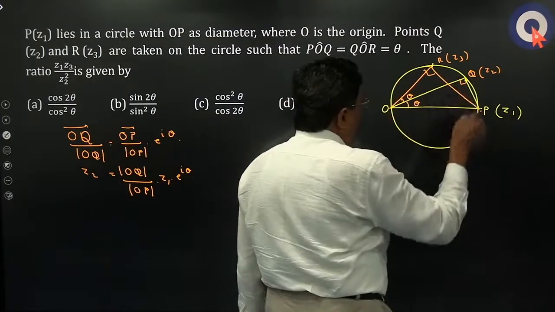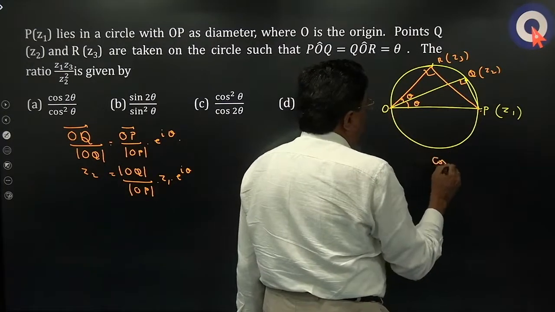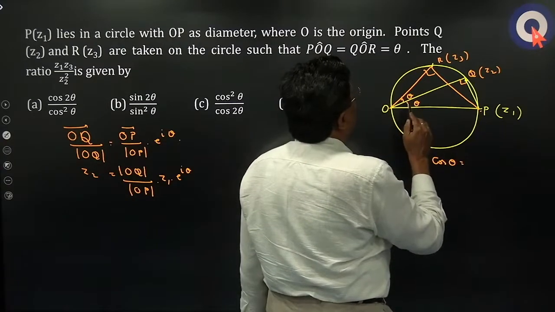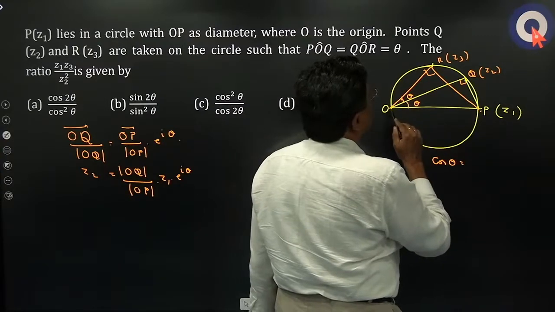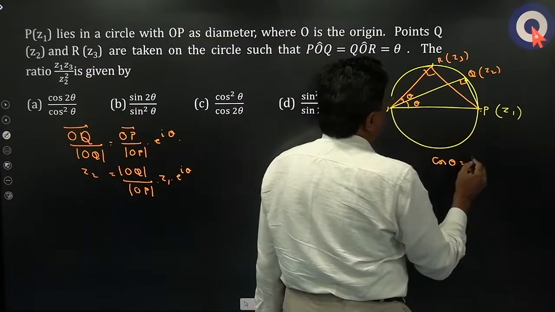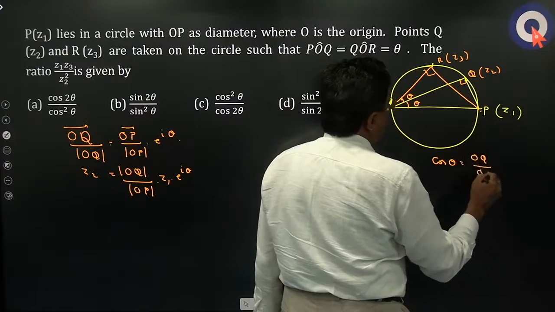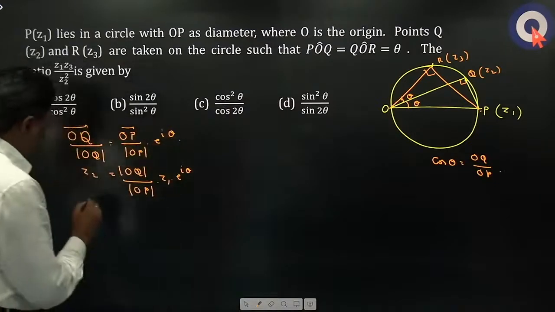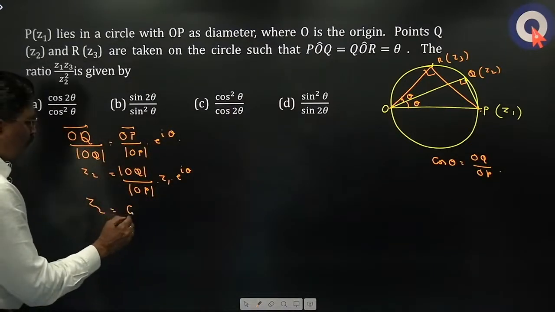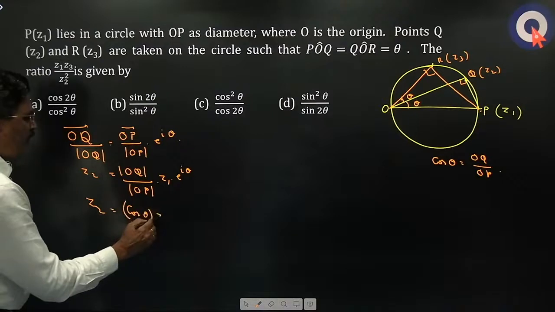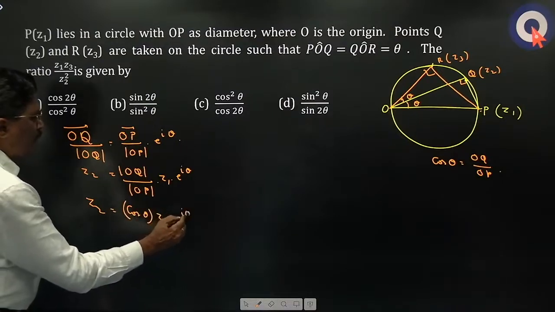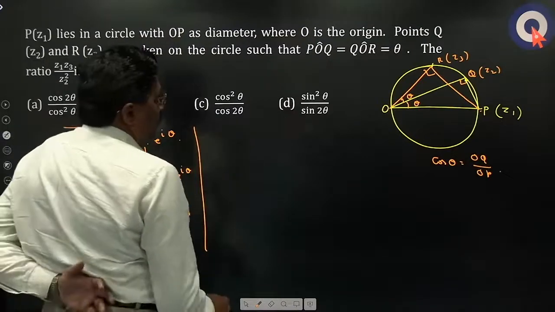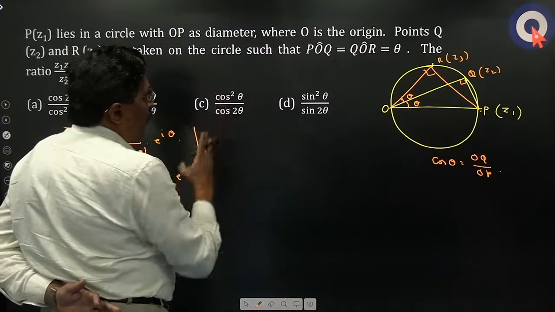So in the triangle OQP, we have cos theta is equal to OQ by OP, right? So OQ by OP is basically cos theta. So we can write Z2 is equal to cos theta into Z1 into e power i theta. And we can also consider, we will rotate OP to make it coincide with OR.